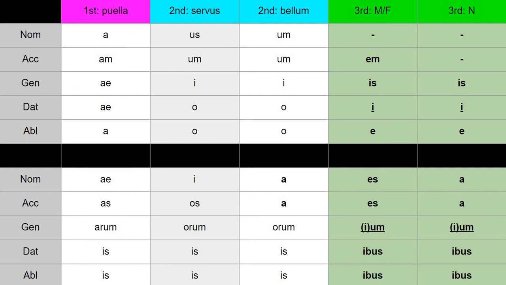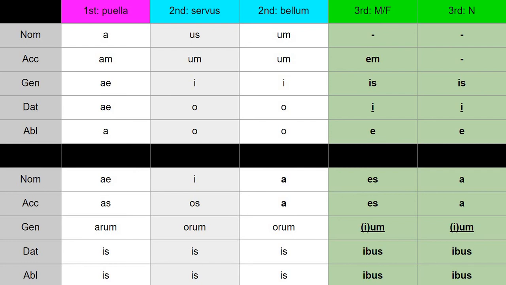You'll see that these are very, very similar, except for the fact that neuter nouns will always be the same in their nominative and accusative. So nominative and accusative singular, we won't add an ending in the third declension, and for nominative and accusative plural, our ending will end in A. I've left out the vocative because the vocative of these nouns will be exactly the same as the nominative in both the singular and the plural.